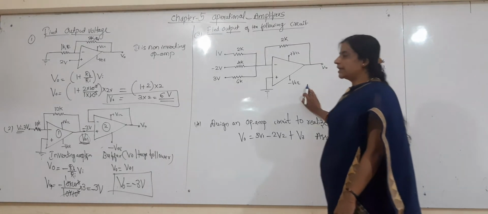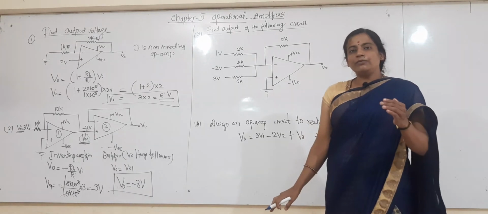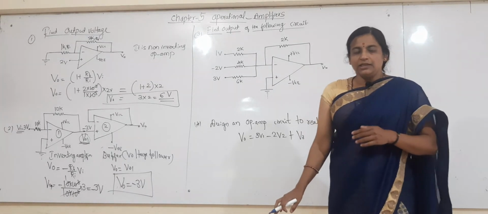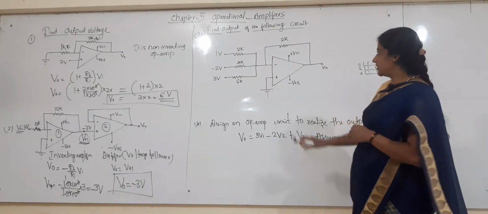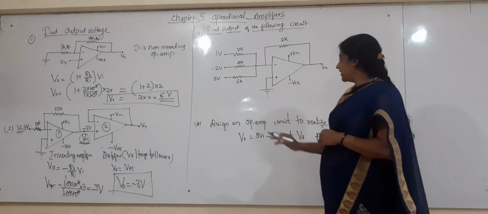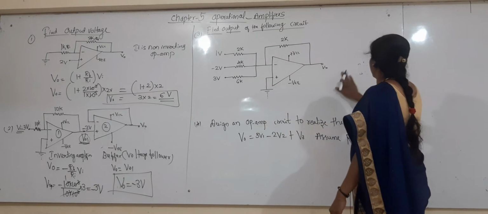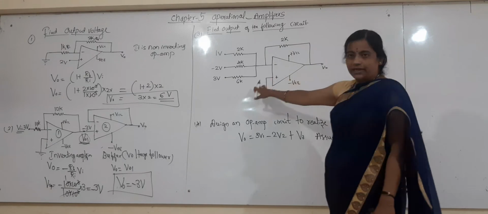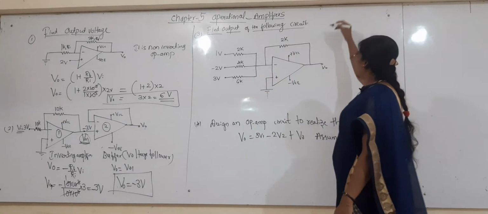So that summing amplifier performs the amplification of the sum of all the input signals. That is, the output is directly proportional to the sum of the input signals. So that is the amplifier we study here. In this amplifier, how do we write the expression for the output voltage of the summing amplifier?